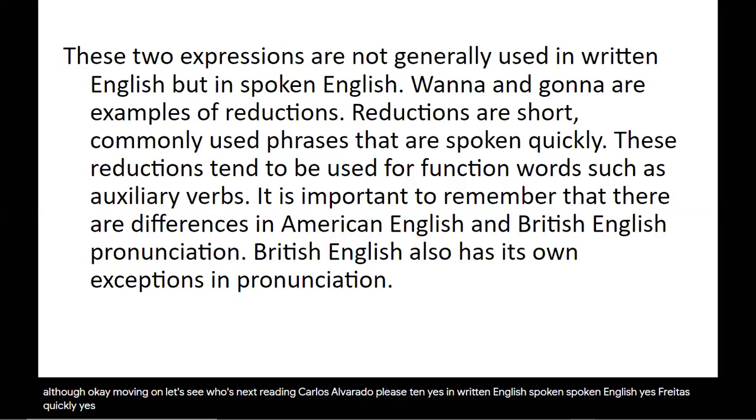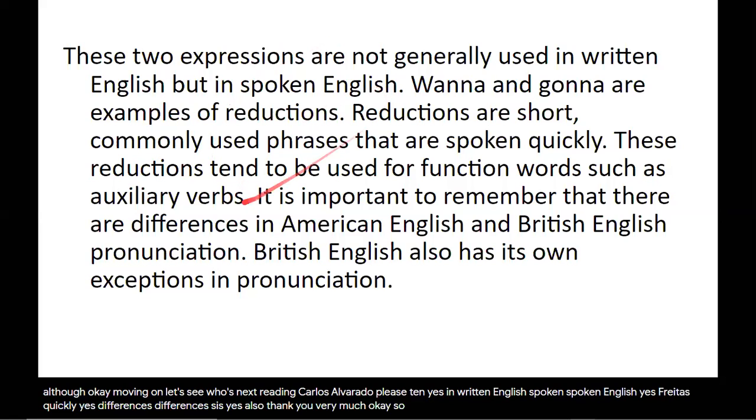It is important to remember that there are differences in American English and British English pronunciation. British English also has its own exceptions in pronunciation. Thank you very much.